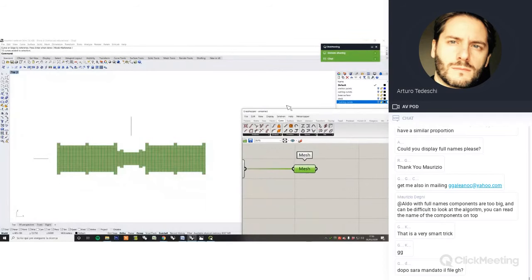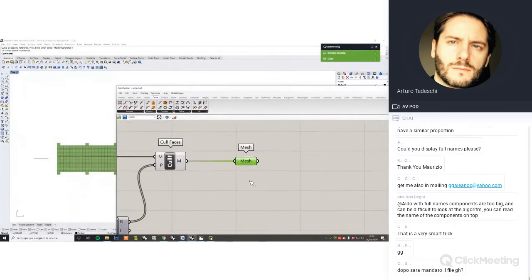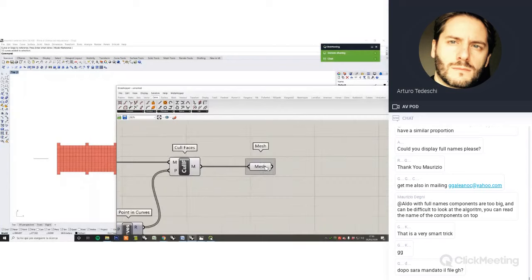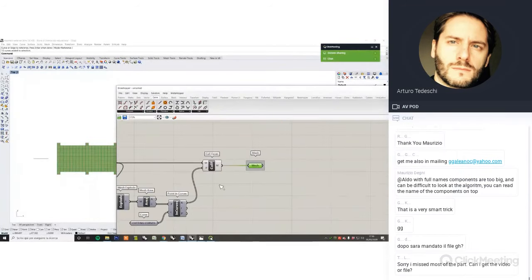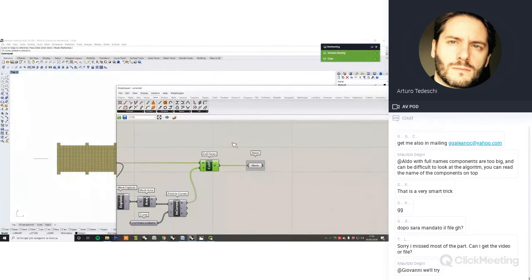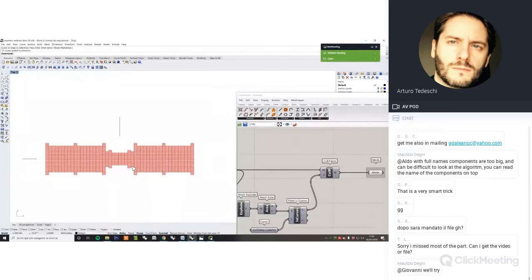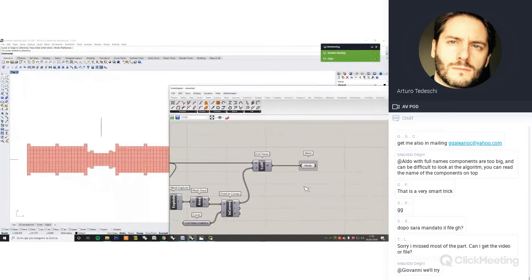In general, when I have a component which is important for me, I usually group it and I create the blob outline. I cannot do it because I have the bifocals. Anyway, like this, I know that this one is a critical component in my definition. So let me turn off the preview of this one. Okay, so this is our starting membrane.